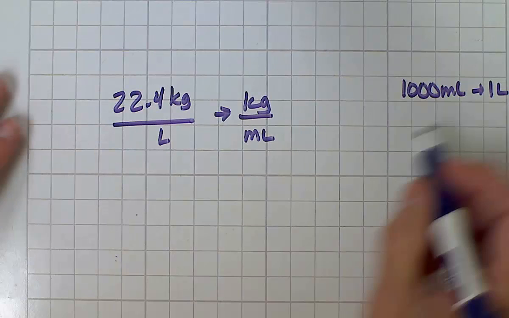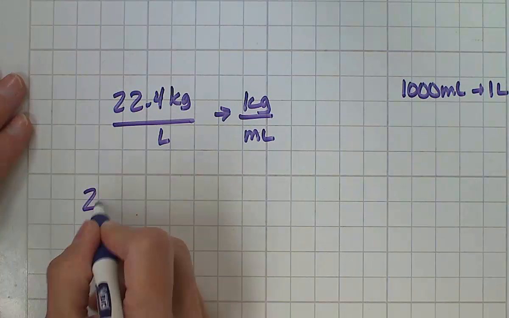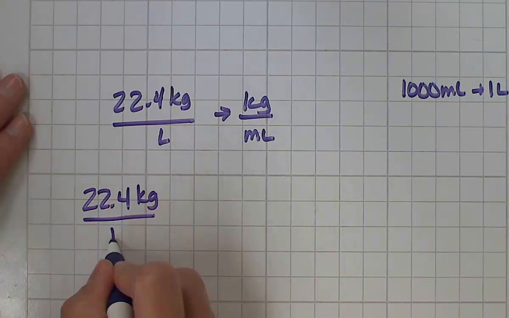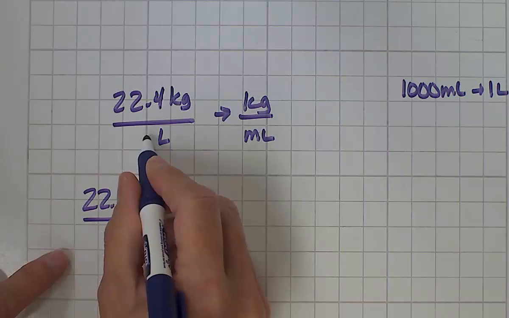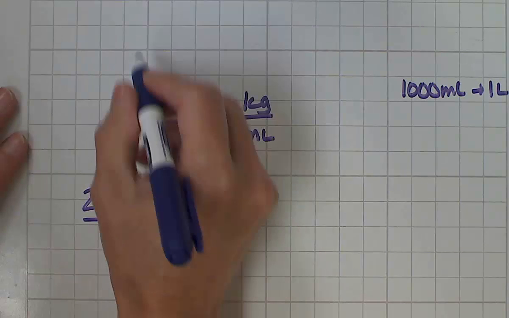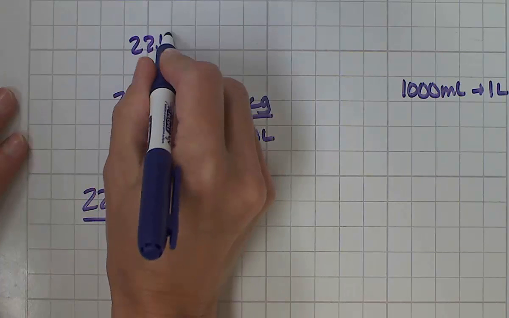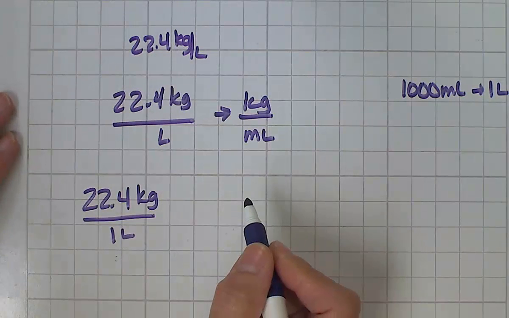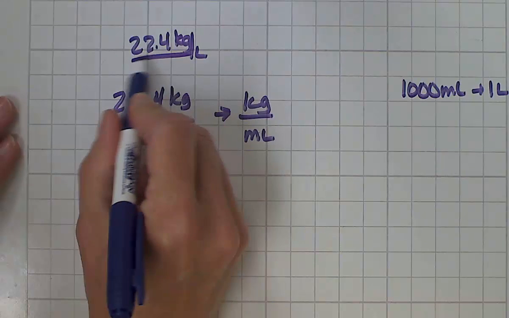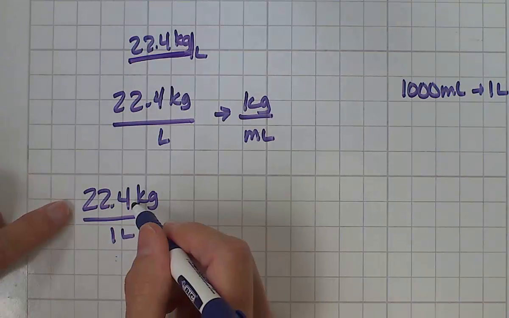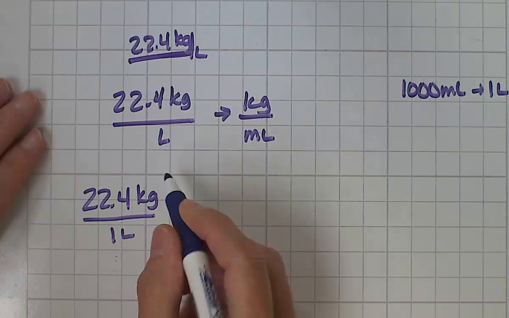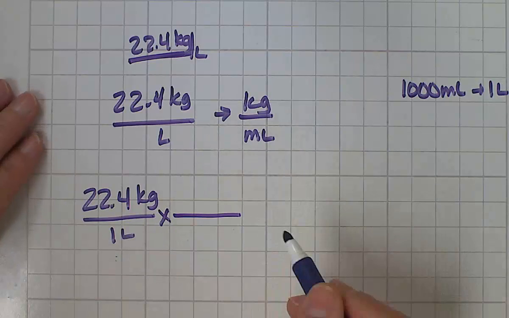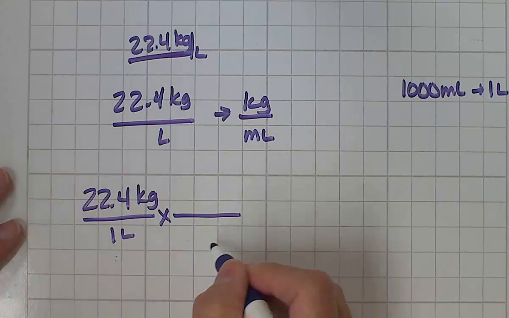So here we go. First thing you do is you always write what you know. 22.4 kilograms over 1 liter. Now there's not a number 1 there, but it's invisible. It's there. And sometimes you'll see it written like this, kilograms per liter. Go ahead and straighten that out for yourself. Make sure your line is right here. So the 22.4 is in the numerator and the 1 liter is in the denominator. Now, the way I do it is I always have a multiplication sign, and I'm going to multiply by some fraction that's equal to 1.